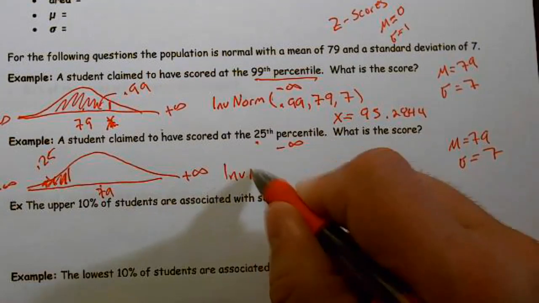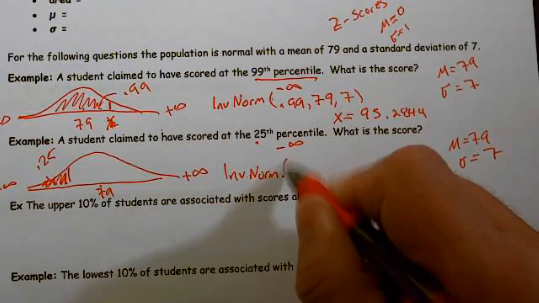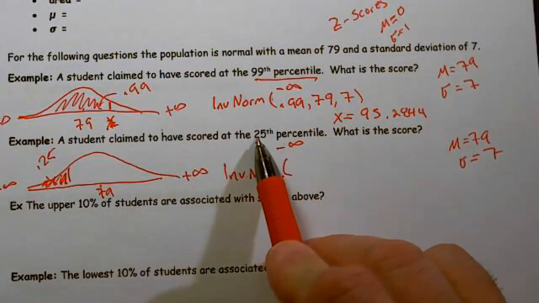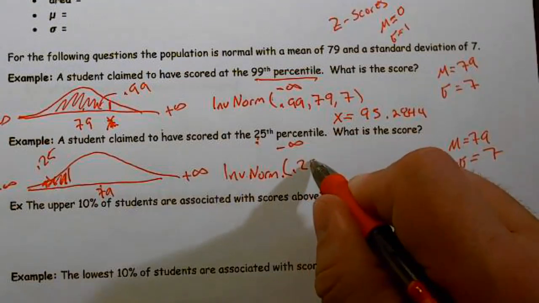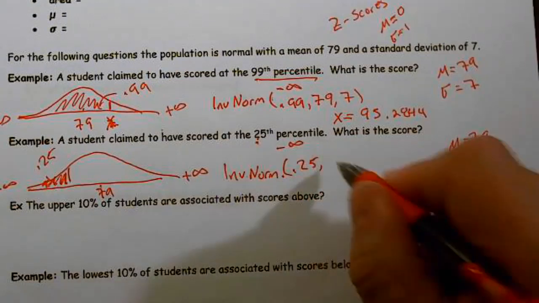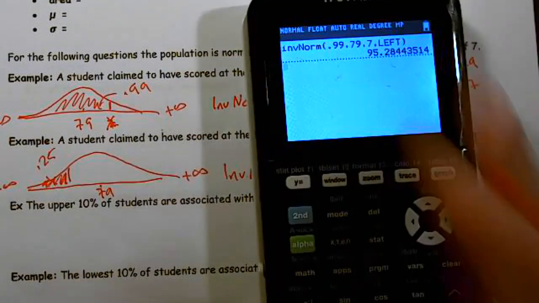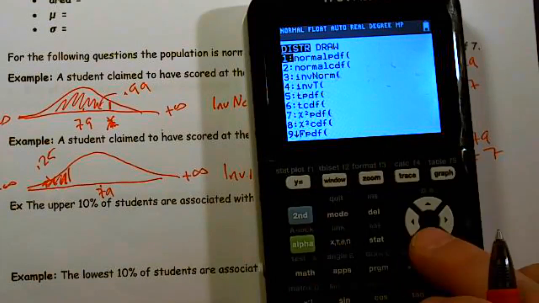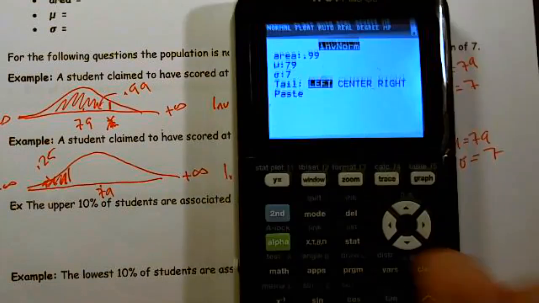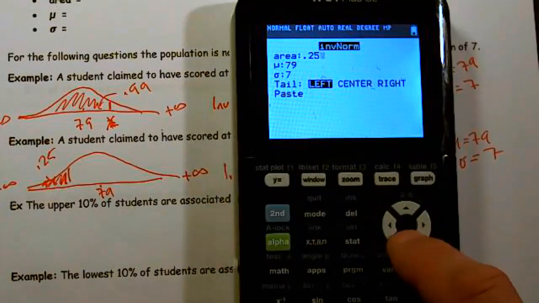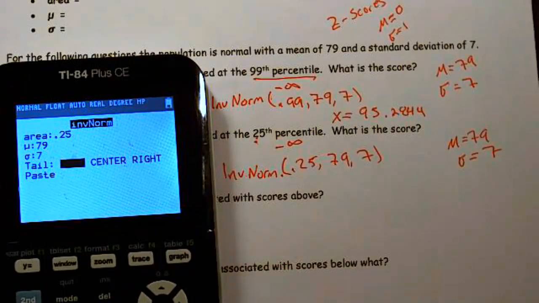We know we're working with an inverse norm because they gave me the area. They gave me a percentile, so they gave me an area. So since they gave me an area, I'm working with the inverse norm, so 0.25, mean of 79, standard deviation of 7. So second var's inverse norm, area 0.25, 79 was my mean, my standard deviation is 7.